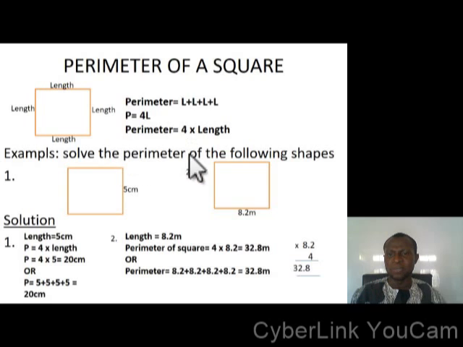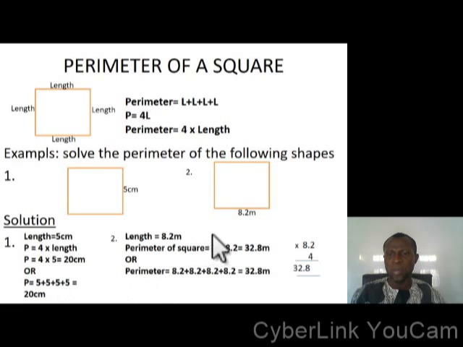Then example, solve the perimeter of the following shapes. Number 1, you have 5 as the length. Number 2, you have 8.2 meters as the length. So let's solve the first one. The length is 5 centimeters. Then the perimeter is 4 times length, just like we demonstrated here. That is the formula for calculating the perimeter of a square. Therefore, the perimeter is equal to 4 times 5, our length, equal to 20 centimeters. Or you can make all of them 5, since all sides are equal. Then you add all of them together, 5 plus 5 plus 5 plus 5. That gives us 20 centimeters.